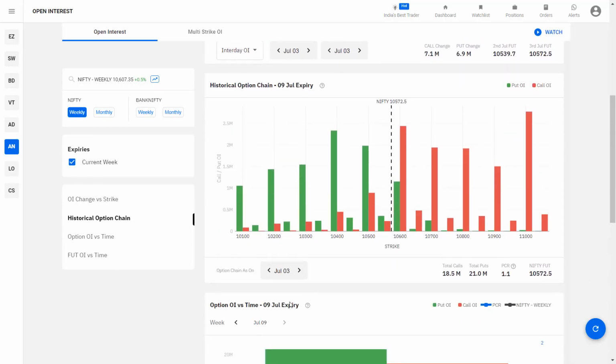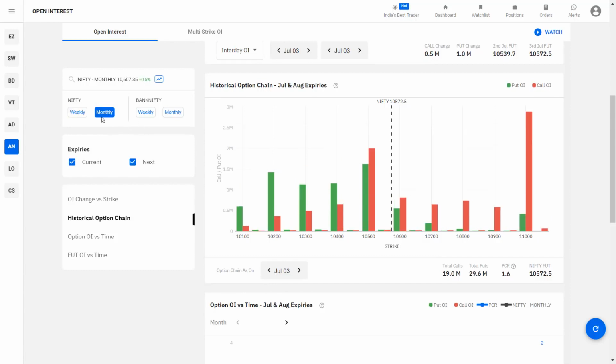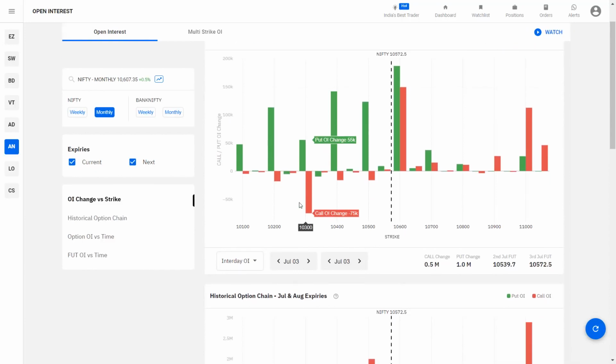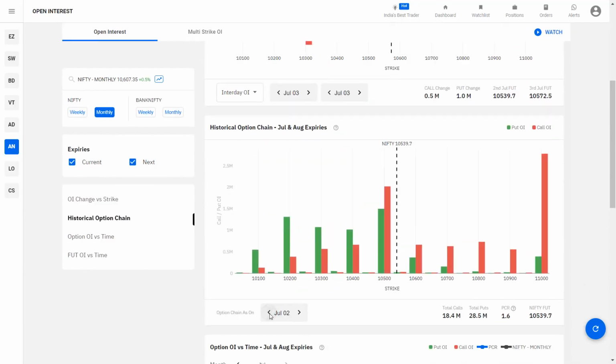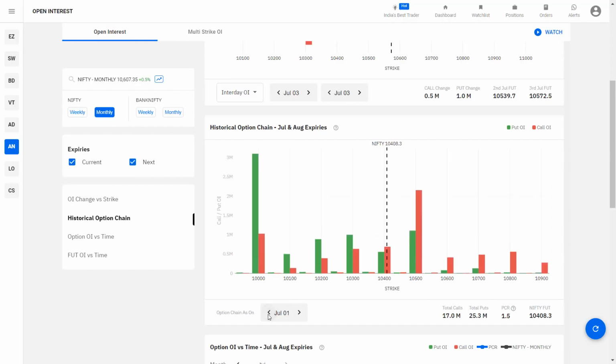Then comes historical option chain. If you want to know how OI changed every day in this month's expiry or in this week's expiry, you can see it here. On July 3rd, this was the OI. On July 2nd, this was the OI. On July 1st, this is what it looked like. So you can see this, right? On July 1st, a lot of puts were added at 10,000 and it moved up.